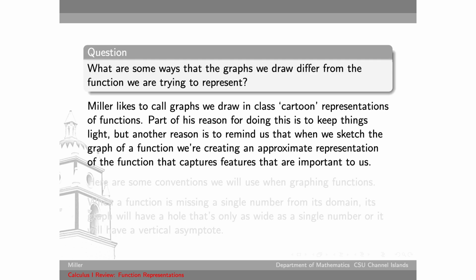Pause the video and take a few minutes to think about this question. What are some ways that the graphs we draw differ from the function we are trying to represent?